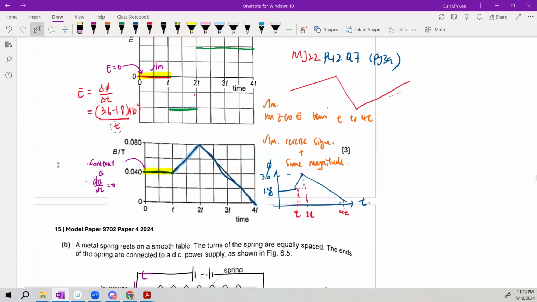Shouldn't the first change in EMF be half the magnitude of the second change? No, because the gradient is the same. The gradient of this blue line is the same as the gradient of this pink line. I mean, opposite sign, but same value.